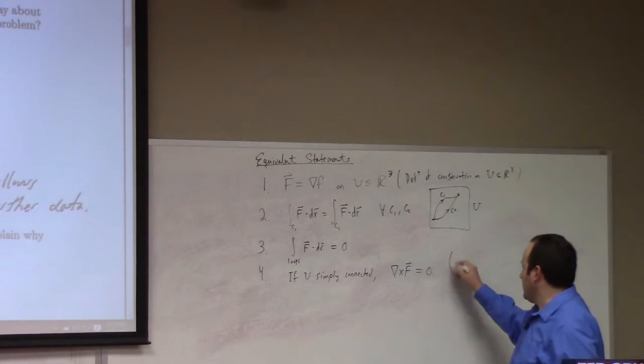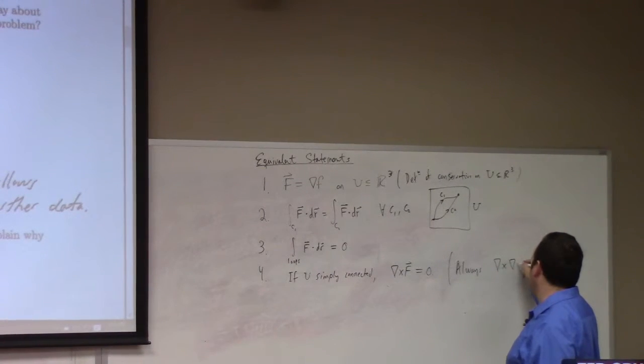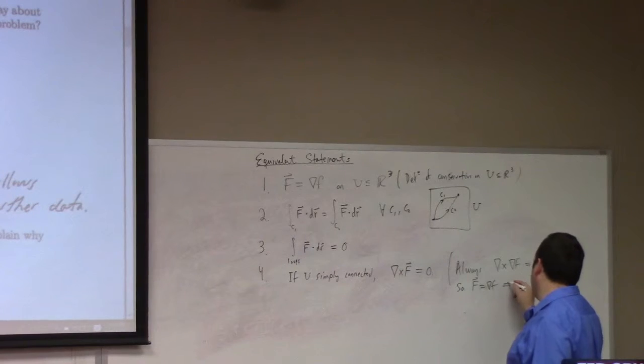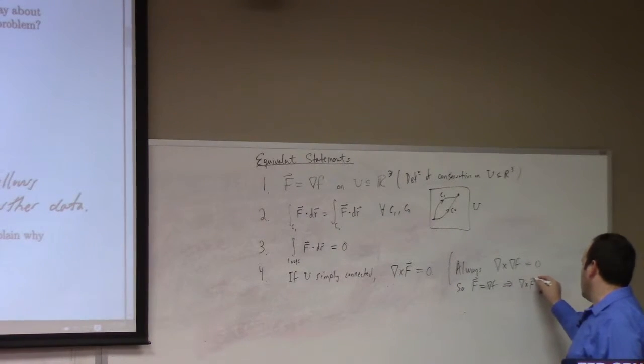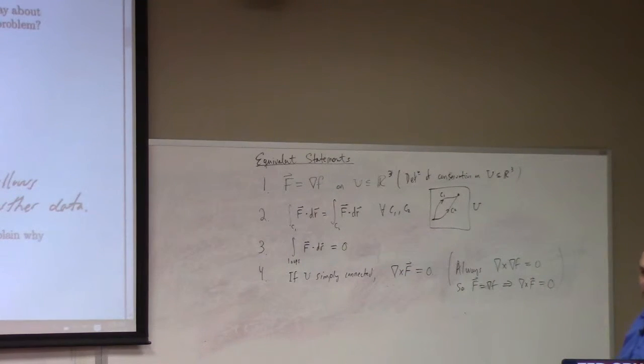However, you always have that the curl of a gradient is 0. So f conservative always implies that the curl of f is equal to 0. That is without regard to the simple connectedness. That's just an identity of differential vector calculus. But to reverse it, I have to do Stokes' theorem on an arbitrary surface, and for that I need the simple connectedness in order to apply Stokes' theorem. Does that answer your question, Zach?